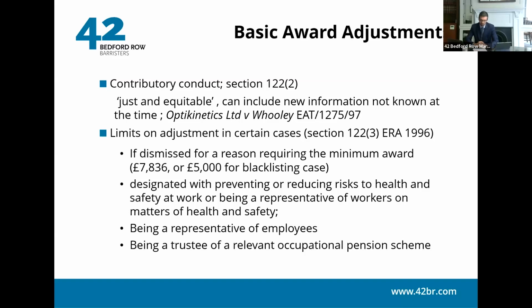There are limits on adjustments in certain cases, and the reference for this is section 122(3) of the Employment Rights Act 1996. Generally, this applies if there is a reason for dismissal requiring the minimum award. Currently that's 7,886, or it's 5,000 if it's a blacklisting case. So this can include examples where the reason for dismissal was that the employee was designated with preventing or reducing risk to health and safety, or they were a representative of workers or employees on matters of health and safety, or they've generally been a representative of employees or a trustee of a relevant occupational pension scheme.